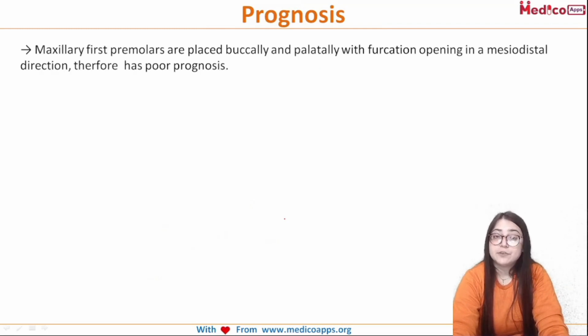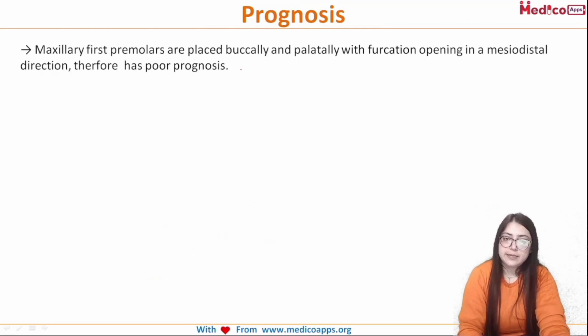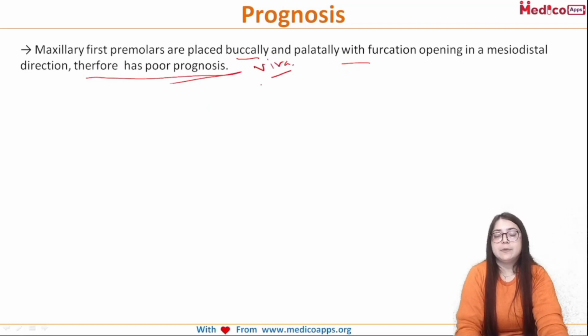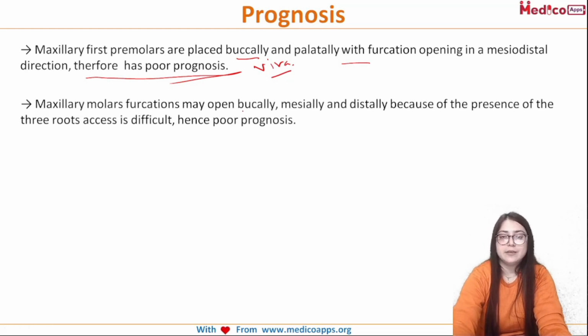Maxillary first premolars are placed buccally and palatally, with the furcation opening in a mesiodistal direction. Therefore, they have poor prognosis. Again, I'll say it's an important viva question. The examiner can ask you the prognosis for furcation, and they'll ask in which tooth it is poor. So you will say the maxillary first premolar, and the reason I've told.